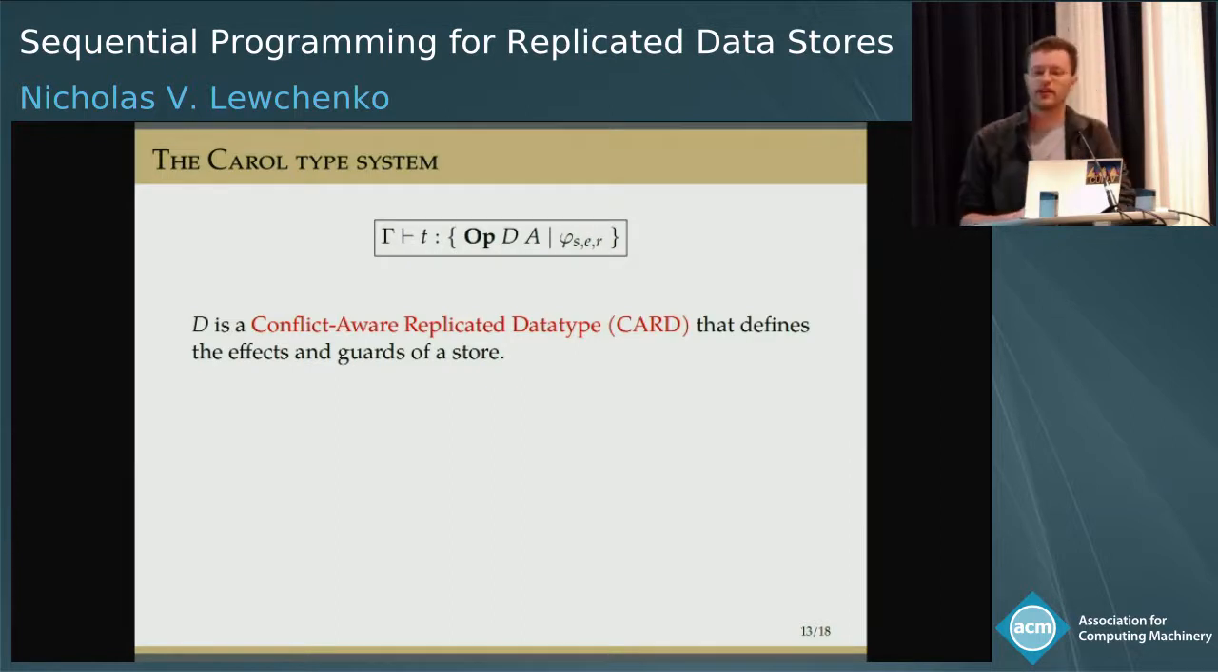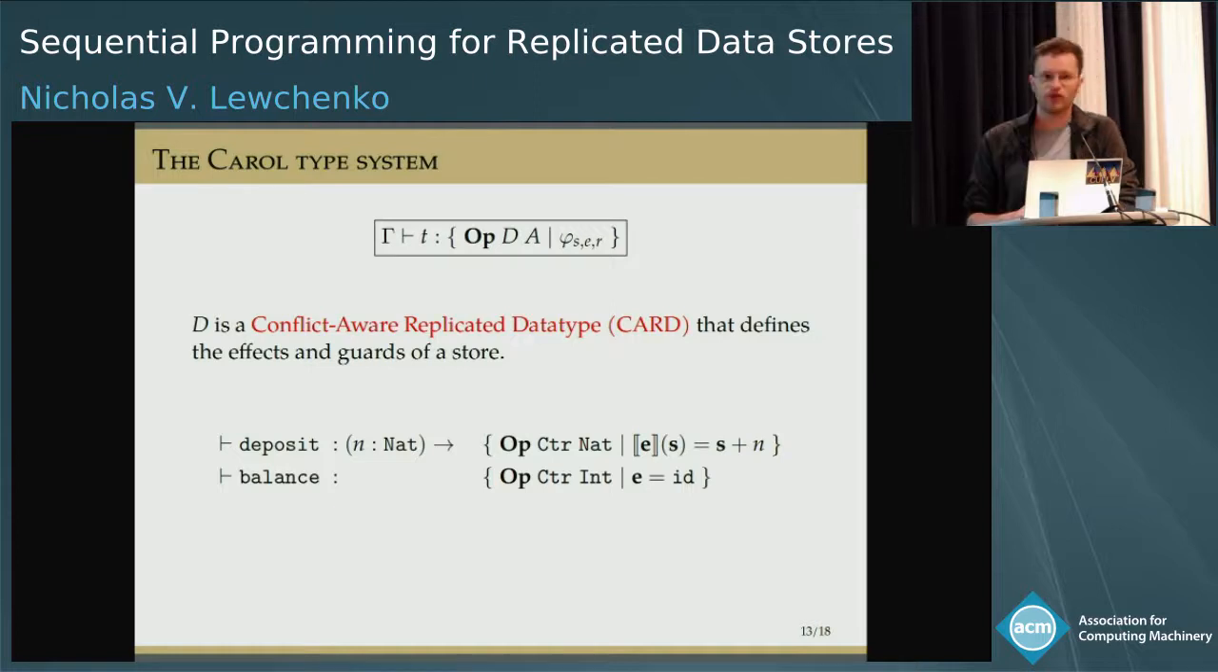But the really great thing is that we can actually formally reason about them using a refinement type system. And so the types look like this, where a term T has a type operation of D, which is a conflict-aware replicated data type. So that's the thing that provides the effects and guards. It's different from a normal replicated data type, which usually only is concerned with the effects. And then we also have this formula over these special free variables, S, E, and R. So S abstractly refers to any pre-store. E is the effect, and then R is the return value.